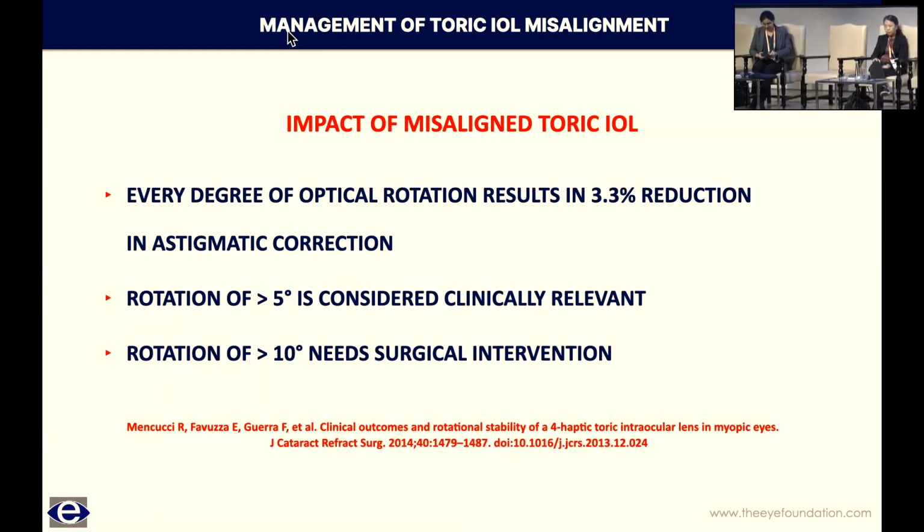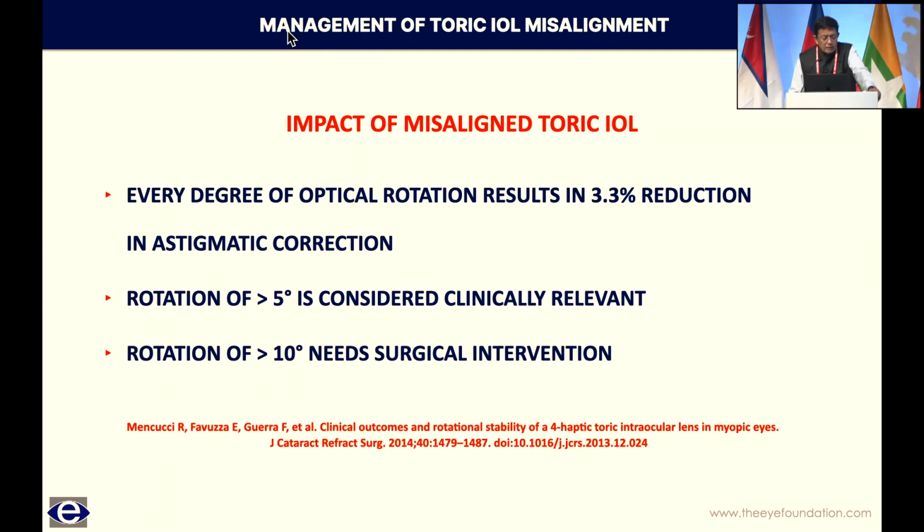bag is extremely critical, and any significant deviation from the intended axis deteriorates the visual function. It's well established that 1 degree of toric misalignment causes about a 3.3% reduction in the astigmatic correction, and rotation beyond 5 degrees is considered clinically relevant, and rotation of anything beyond 10 degrees needs surgical intervention.